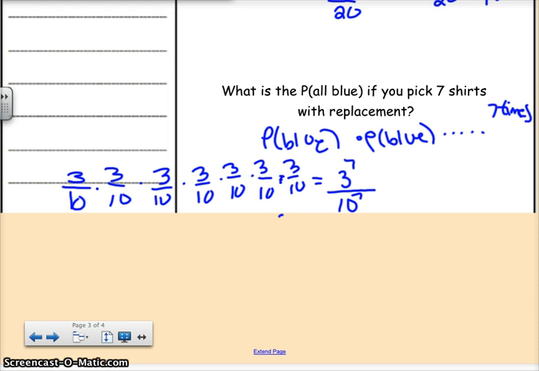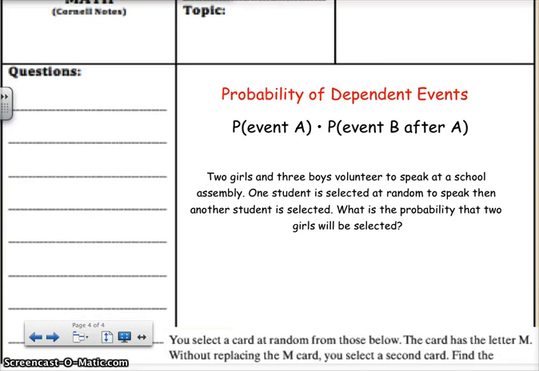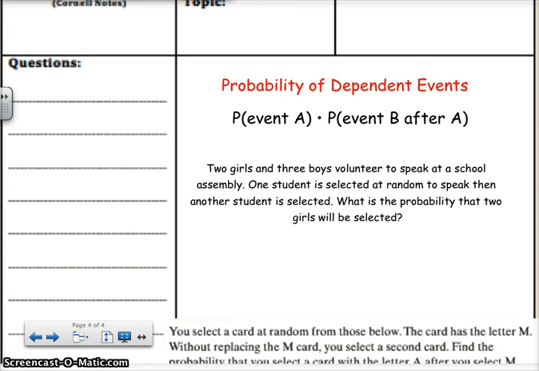All right, next page. Probability of dependent events. Dependent again means without replacement. So you want to think about that, without replacement. What you do is you take the probability of the event, normal, and then the probability of the other event after the first one.